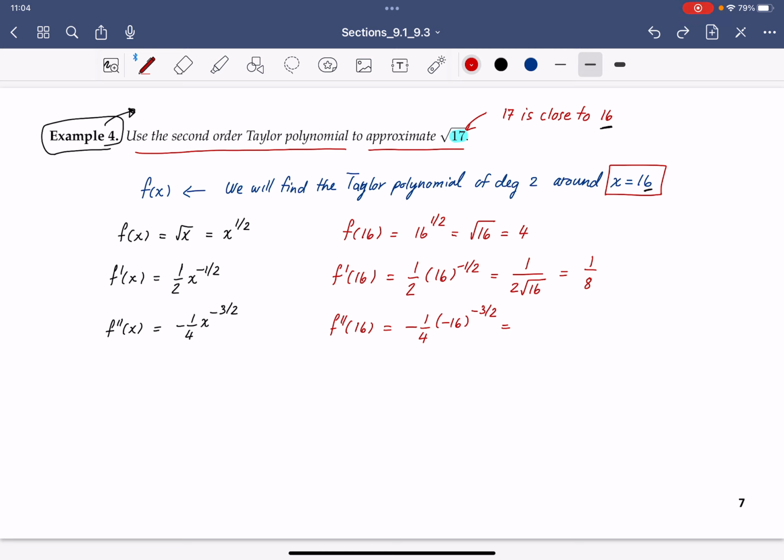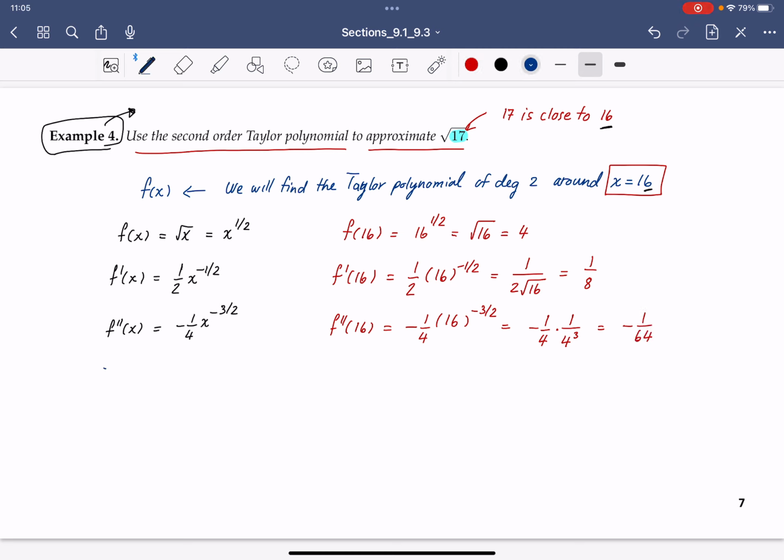Let's do it this way. We're going to just do minus 1/4 first. For 16, we take the square root first, so you get 4. And then you do 4 to the negative 3, which is 1/4 cubed. And that is minus 1/64. Okay, now you have it.